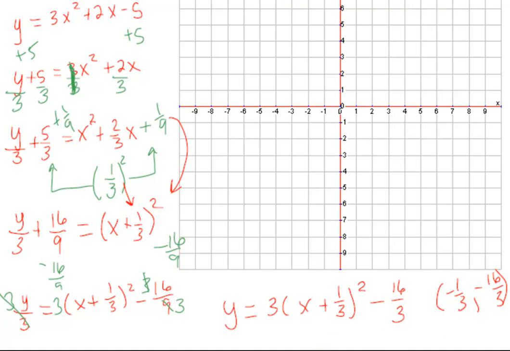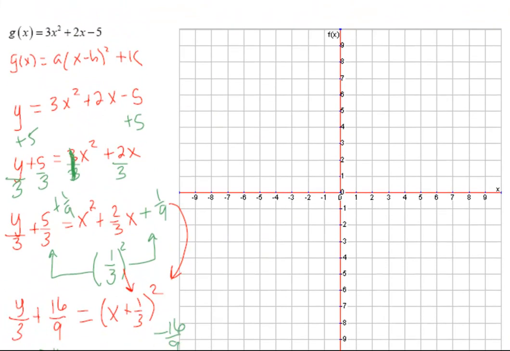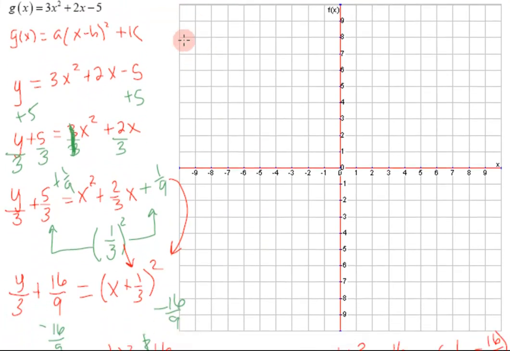So let's move up here, and negative 1/3, negative 16 thirds. So I'll rewrite it, negative 1/3, negative 16 thirds. That's the vertex. Let's see if I can find that. Negative 1/3. And what's negative 16 thirds? Negative 5 and 1/3, I think. So negative 1/3. So I just have to estimate and then go down 5 and 1/3. So right about there. Okay, that's about it.